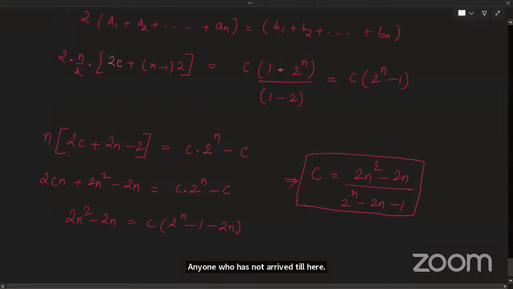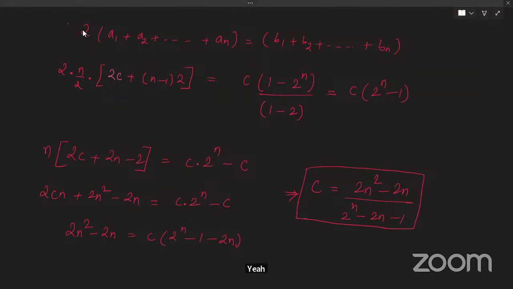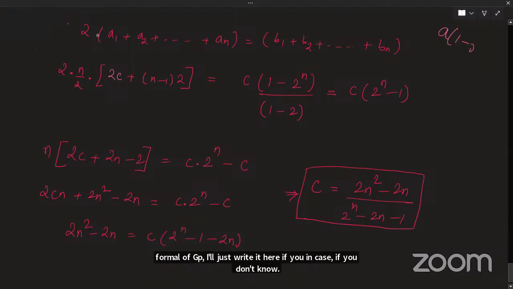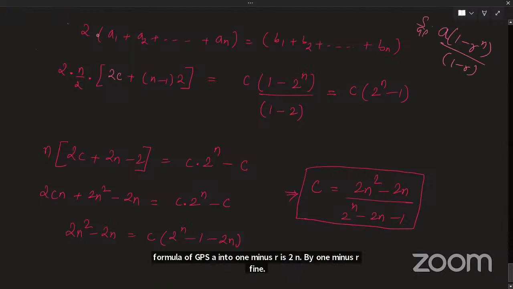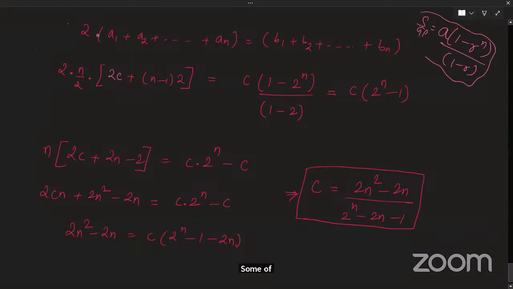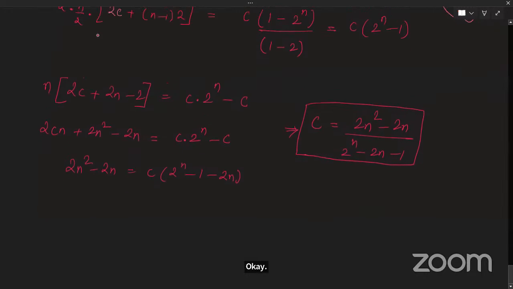Varshini, the formula of GP, I'll just write it here in case you don't know. The formula of GP is a into 1 minus r raised to n by 1 minus r. That is the sum of n terms of GP. I taught it on Sunday.